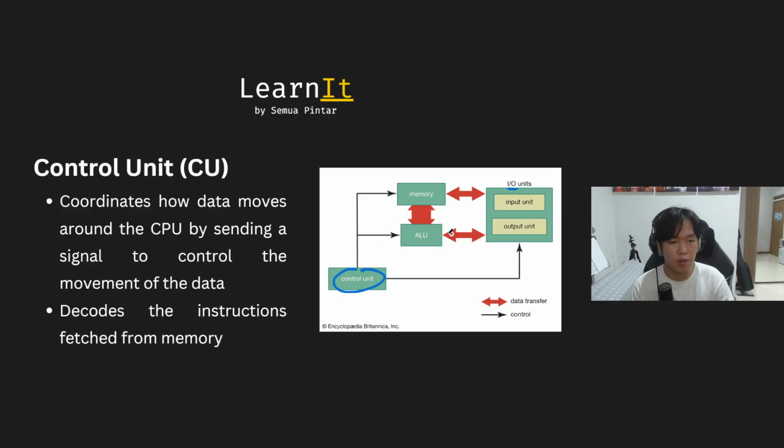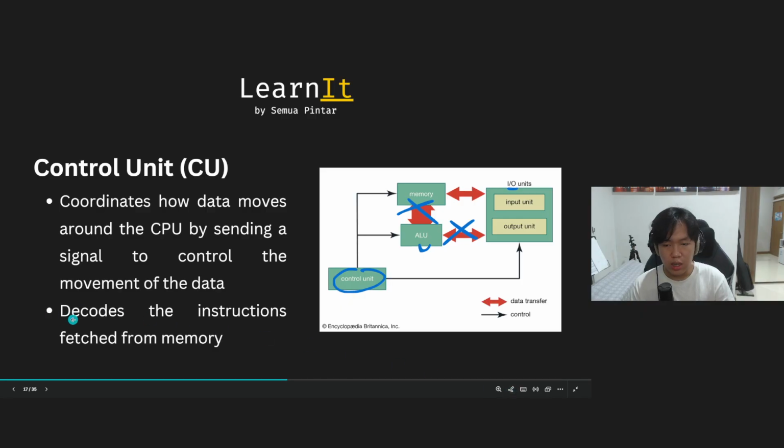So let's say the ALU is processing something at the moment, then it sort of cuts off anything from the input output and the memory, because it's processing something at the moment. If something else goes inside, then it's going to ruin everything. It's going to overload the ALU.